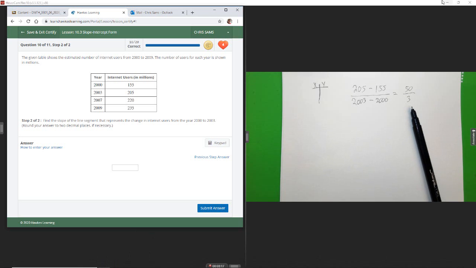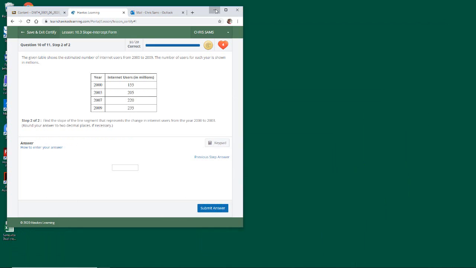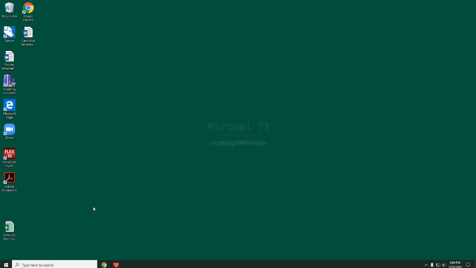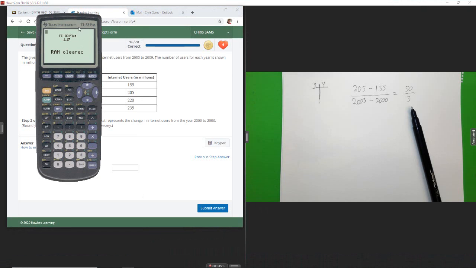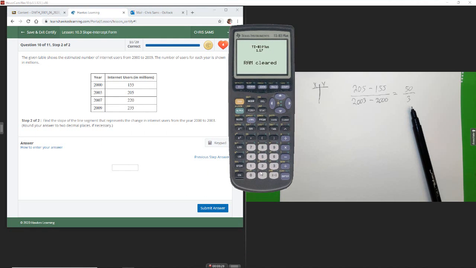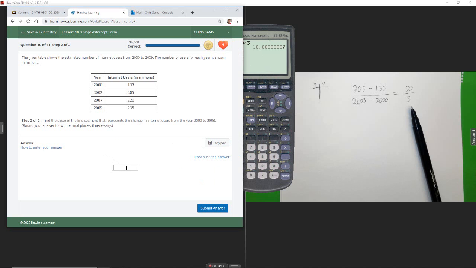So let me pull up the calculator. And I'm going to do 50 divided by 3. And we're going to get 16.67. This third 6 is going to round up to a 7. We want 2 decimal places. So 16.67.